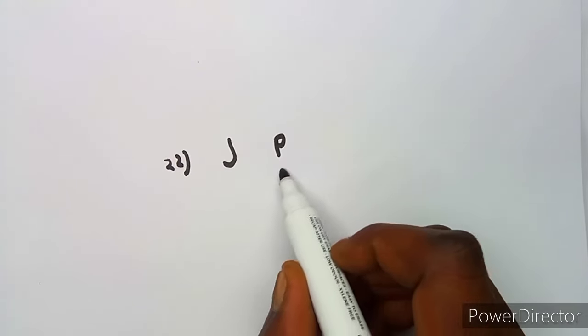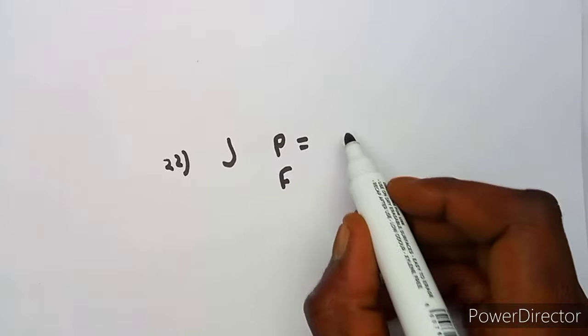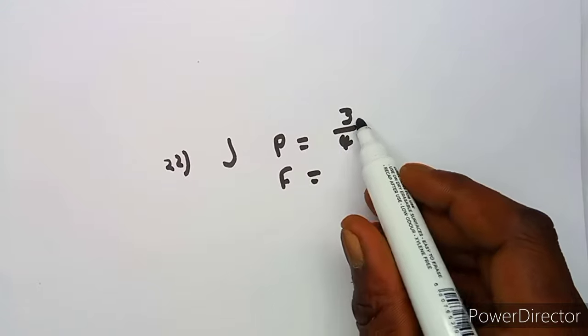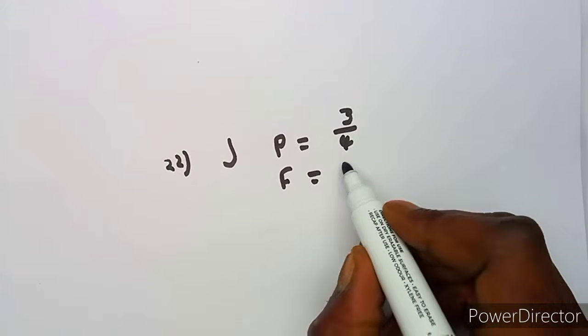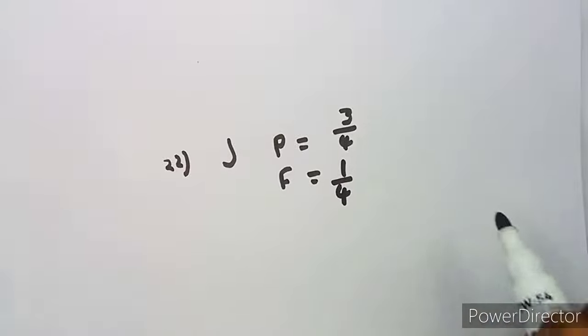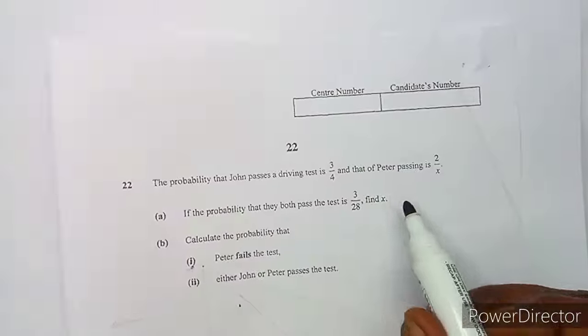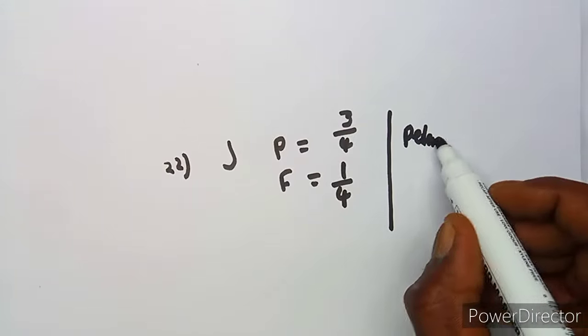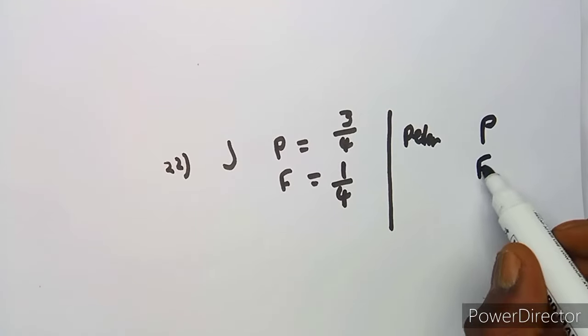It has to pass or to fail. So to pass this driving test is 3 over 4. So definitely to fail, because we've got 4 chances and passed 3, which means only 1 chance was for fail, that is for John. And Peter also, we have got the same thing here, to pass or to fail.